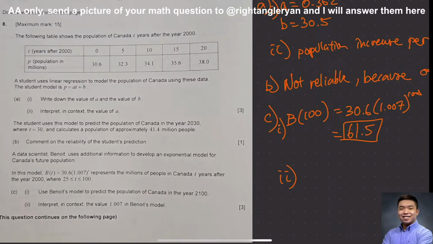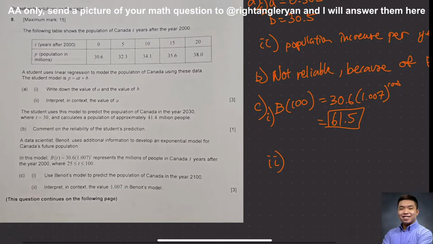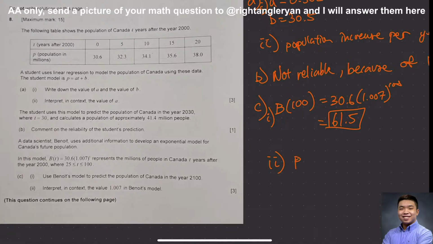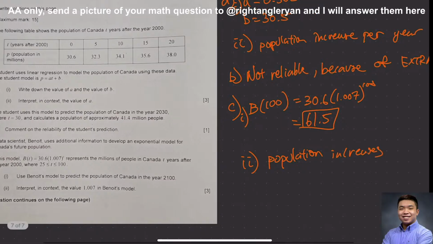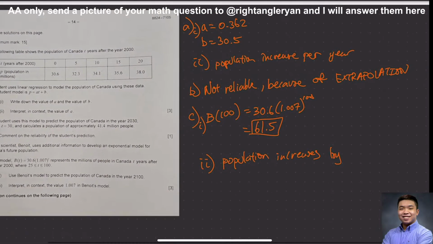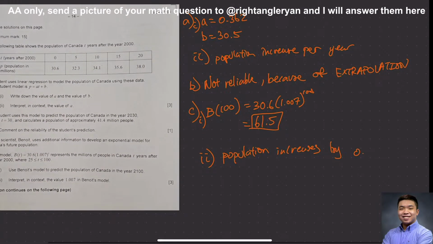Part B, C2. Interpret in context the value of 1.007. So that is the population increases by 0.7% each year. Because I'm multiplying by 1.007, right? That means I'm making the number bigger by timesing it by 1.007. So 0.7% bigger every year.